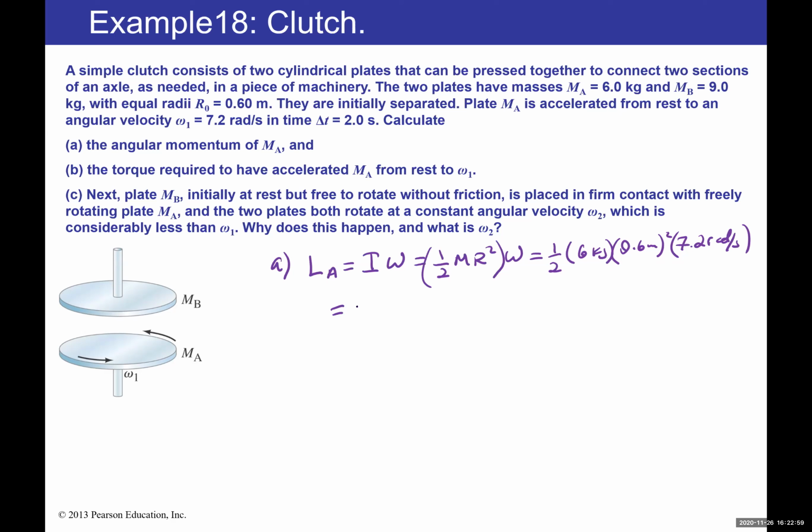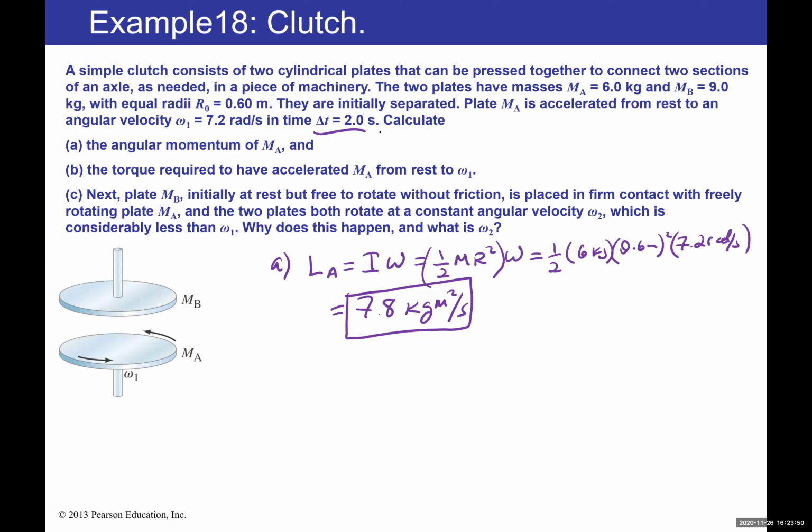So this is equal to 7.8 units of angular momentum, kilograms meter squared per second. That's the unit for angular momentum. So that's the angular momentum of disk A at the instant t equals 2 seconds. As you can see, because it is accelerating, a little bit later its angular velocity is higher, so its angular momentum can actually change. But this is at that instant of time.